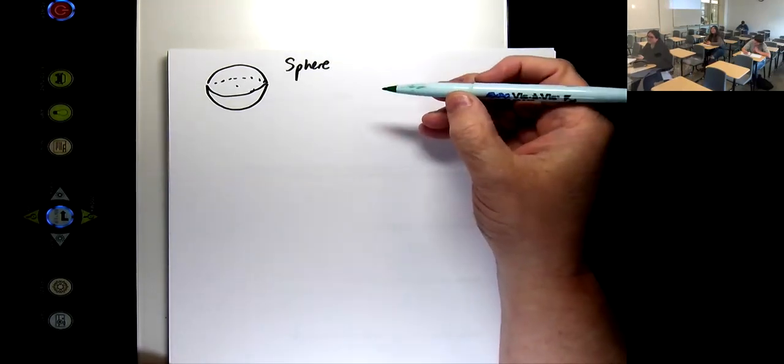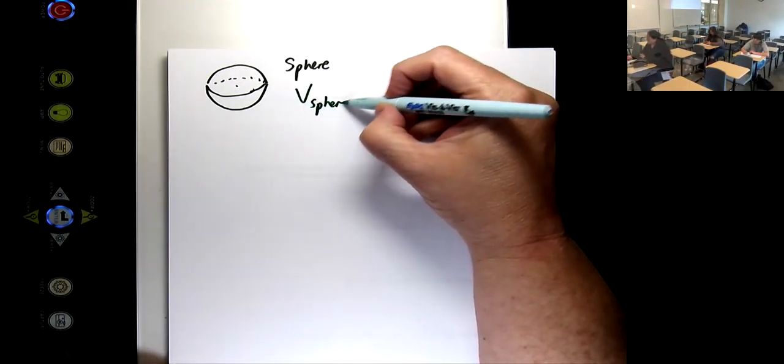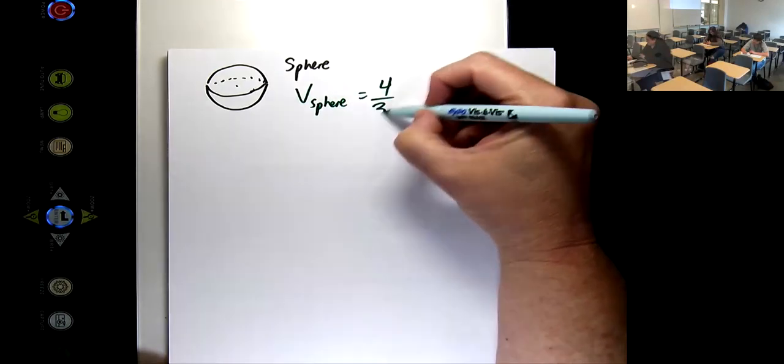Compliments of Ariana. So the volume of a sphere is 4/3 pi r cubed.